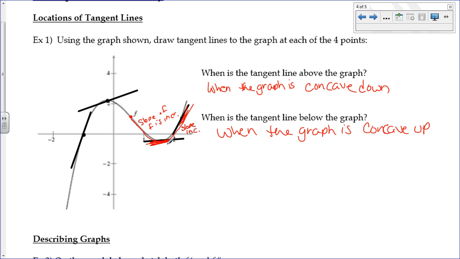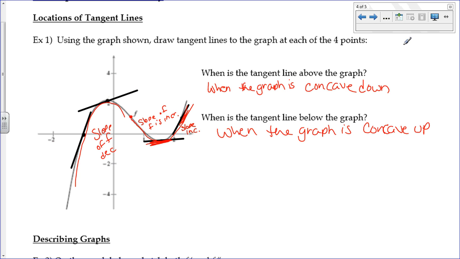So on my tangent line, it's a line. It has a constant slope. So if I attach a constant slope to a slope that's increasing, the constant slope is going to be below the graph. When we're concave down, the slope is decreasing because the slope is positive, positive, positive, less positive, less positive, 0, negative, negative, negative. So all over here, the slope of f is decreasing. My tangent lines have a constant slope versus a decreasing slope. The constant slope is going to be above.